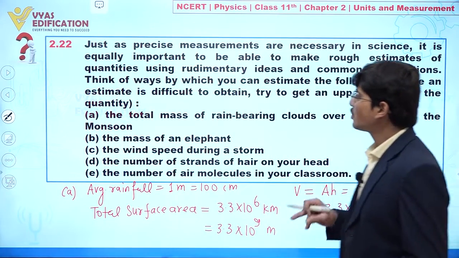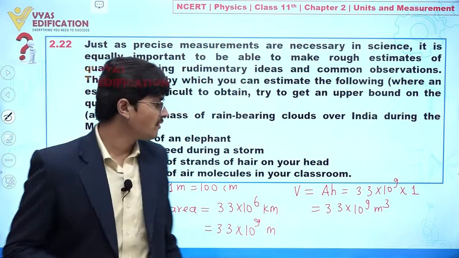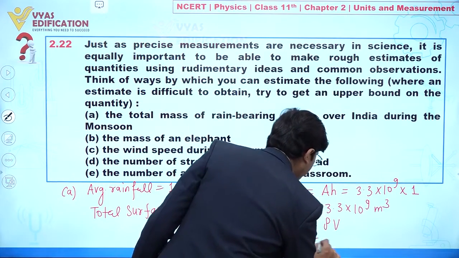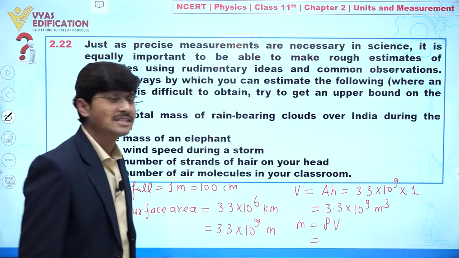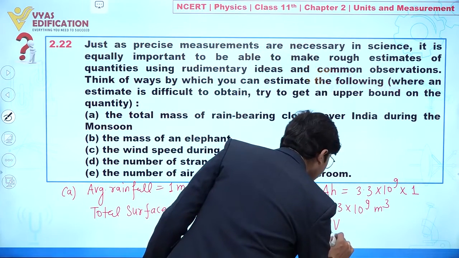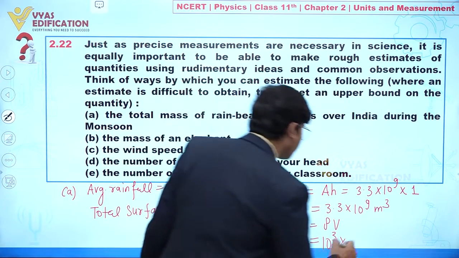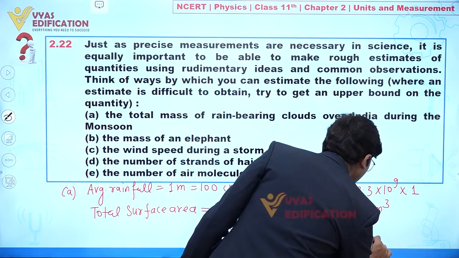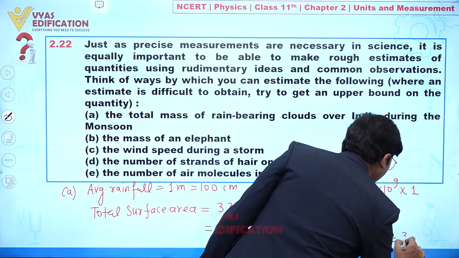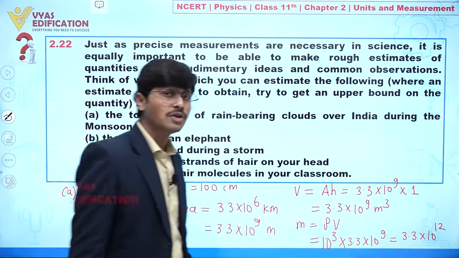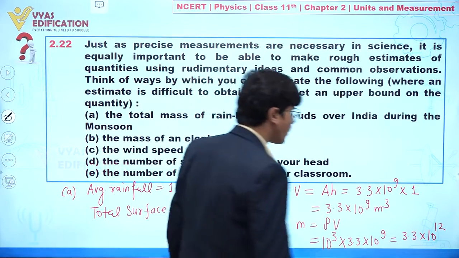We have to calculate the total mass. So total mass is given by what? Total mass is equal to density multiply volume. Now density of water is equal to what? 10 to the power 3. Yes or no? 1000 kilogram per meter cube, and it is multiplied with 3.3 into 10 to the power 12. So from here we can say this is 3.3 into 10 to the power 15. Yes or no? So 3.3 into 10 to the power 15 kilogram.